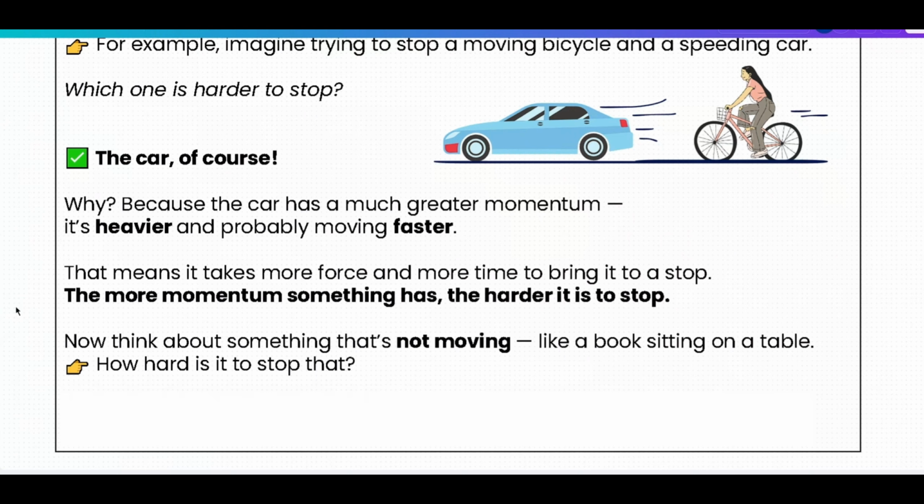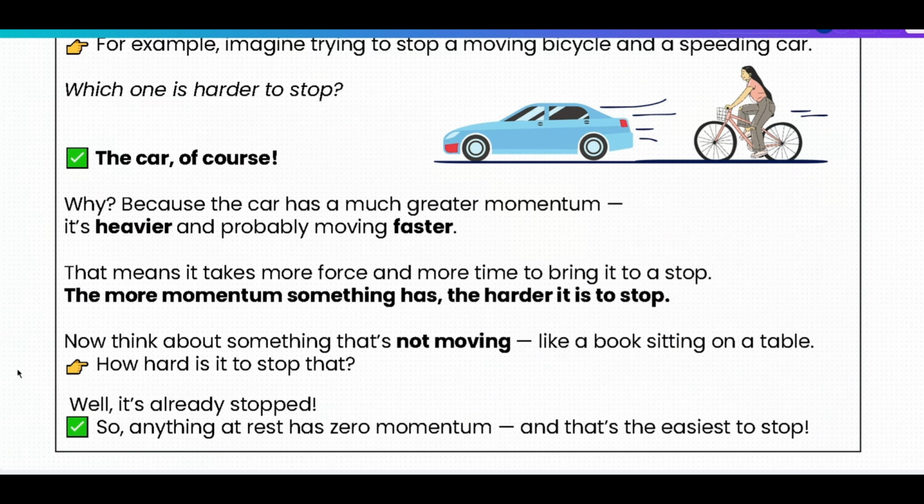Now think about something that's not moving at all, like a book sitting on a table. How hard will it be to stop that? It's not hard at all. It's the easiest to stop. Why? Because it is not moving. It is already stopped, so there is no need to stop it anymore. So from this you can tell that anything at rest has zero momentum.